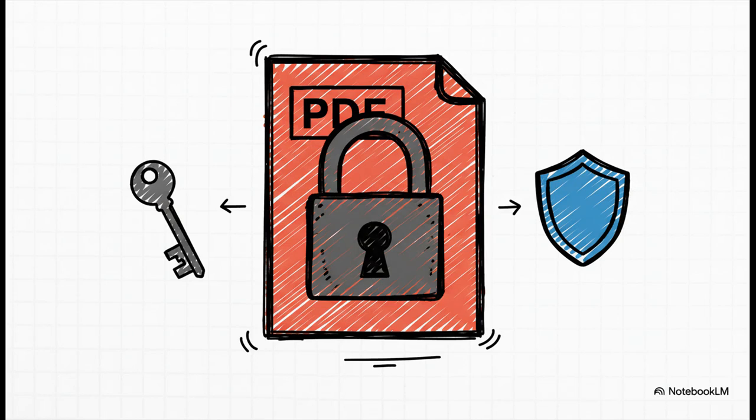And of course, for any sensitive information, security is absolutely key. Using Control plus Shift P, you can protect your document by creating a password. This makes sure that only the people you want to see it can actually open it. It just gives you complete peace of mind.